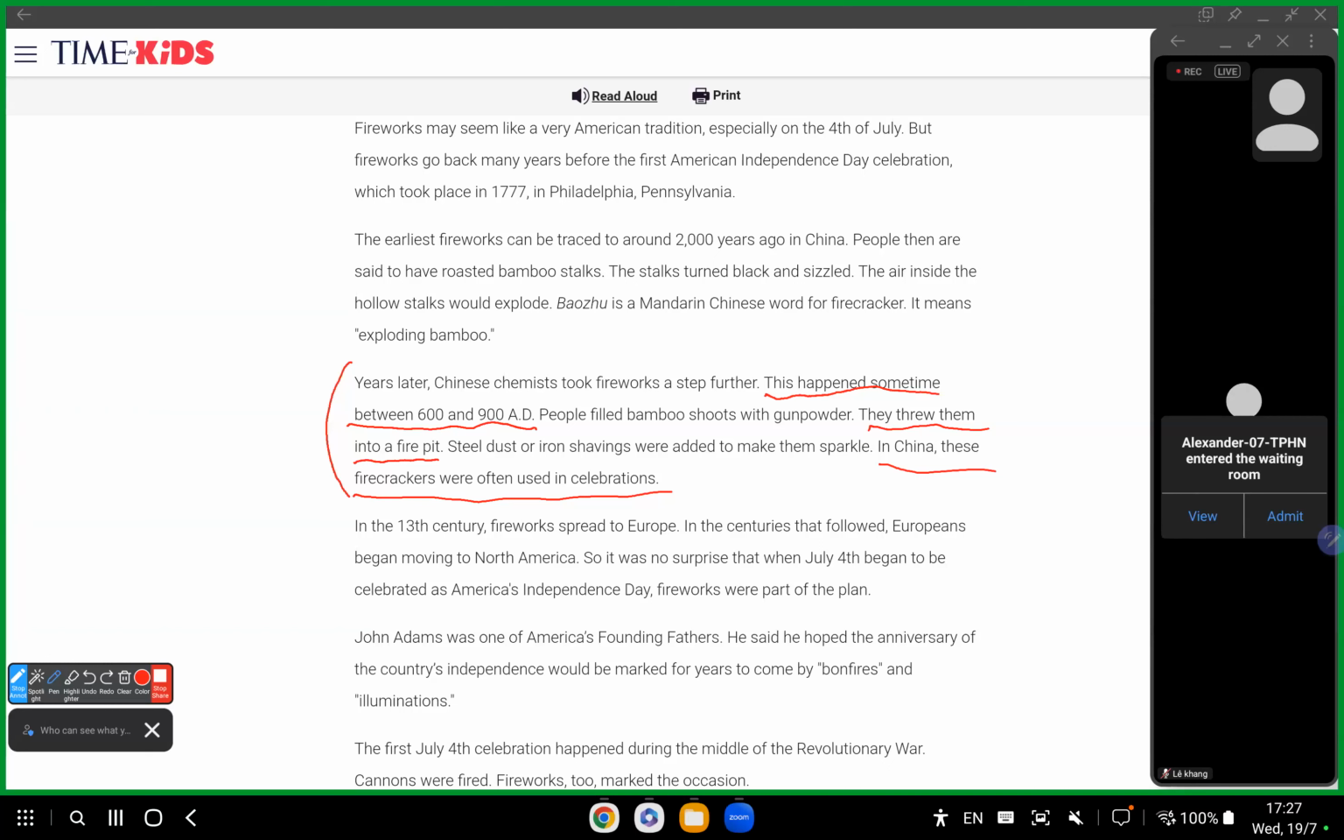Okay, so pretty much everything except for the first sentence can be considered evidence here, because they're telling us the facts of what the people did, what they discovered that the Chinese did back then to make their fireworks. So people filled bamboo shoots with gunpowder. Steel dust or iron shavings were added to make them sparkle. So pretty much that entire paragraph is again evidence.